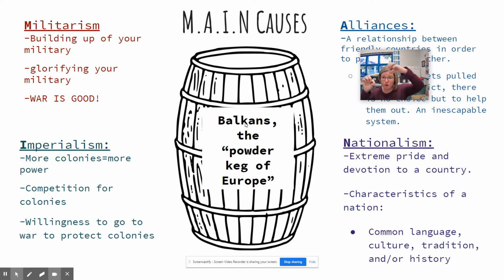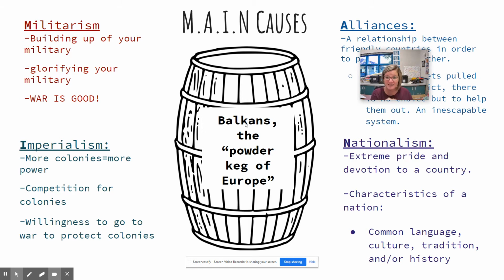Basically everybody gets pulled in because of the alliance system. Nationalism is going to spur Serbia and these Black Hand people that you're going to learn about, and they're going to want to assassinate the Archduke of Austria-Hungary because Austria-Hungary is trying to control them. So now the Balkans area is all about nationalism: we've got to unite together, we've got to fight for ourselves.